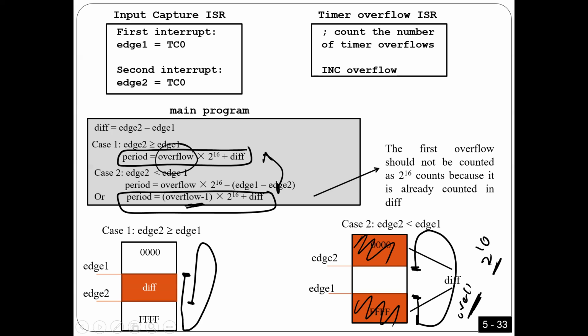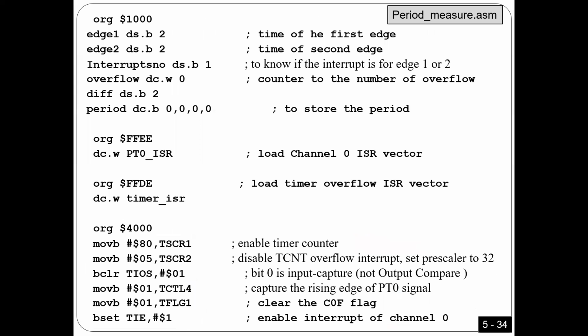Anyway, just to make it easy, guys, after I calculate H1 and H2, I'm going to see which case it is, whether H2 is greater or less. If it is greater, every overflow counts as 2 to 16. Makes sense? Overflow means I made a complete round from 0000 until 1111, plus the difference, which is this part. However, if H1 is greater, I'm going to decrement 1 from the overflow. Is that okay, guys?